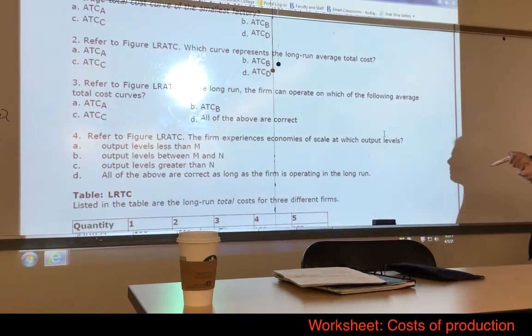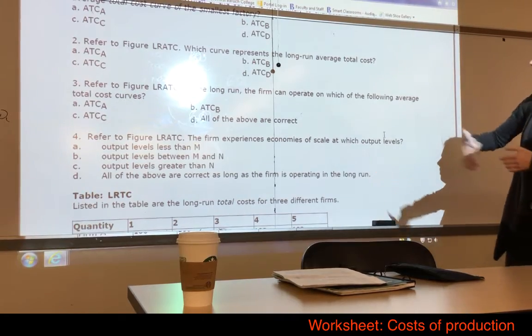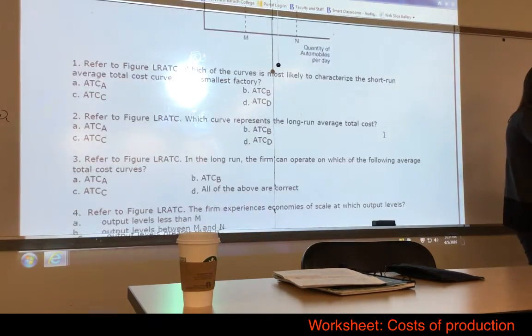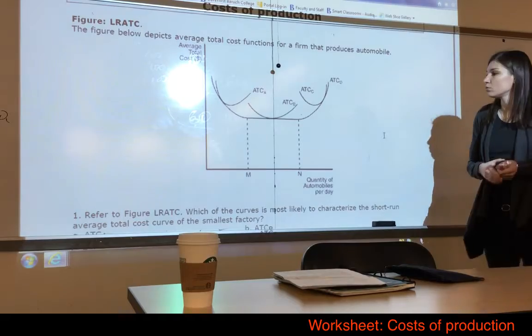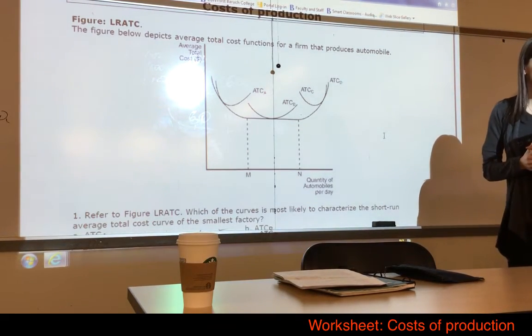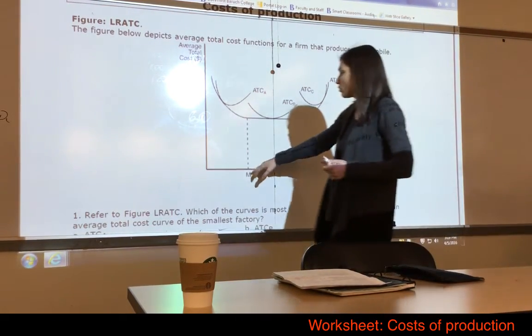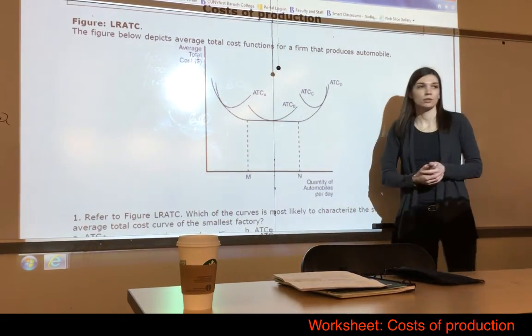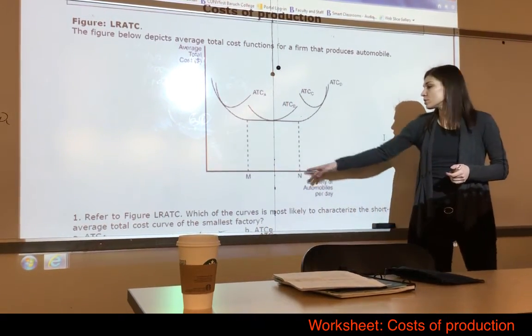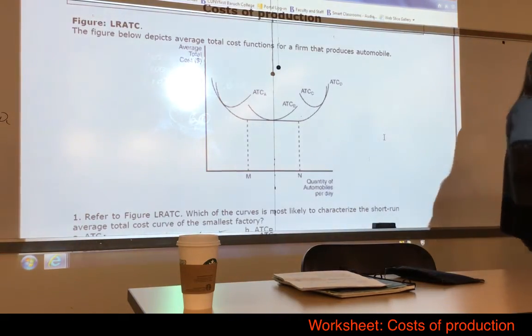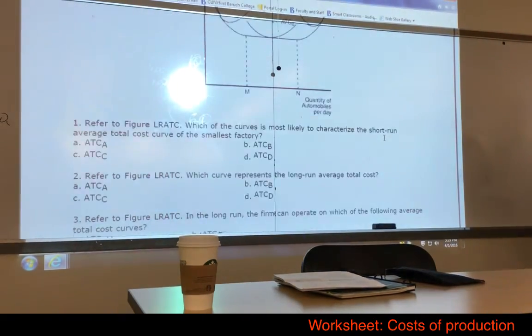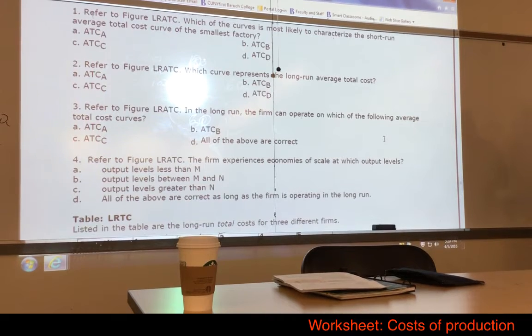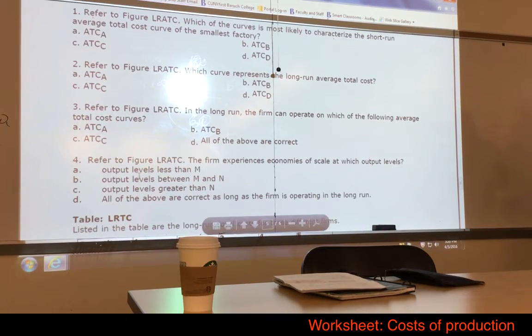The firm experiences economies of scale at which output levels? And that's, which interval is the first one? So from 0 to M, economies of scale. From M to N, constant returns to scale. And N to infinity, diseconomies of scale. So it's output levels less than M.